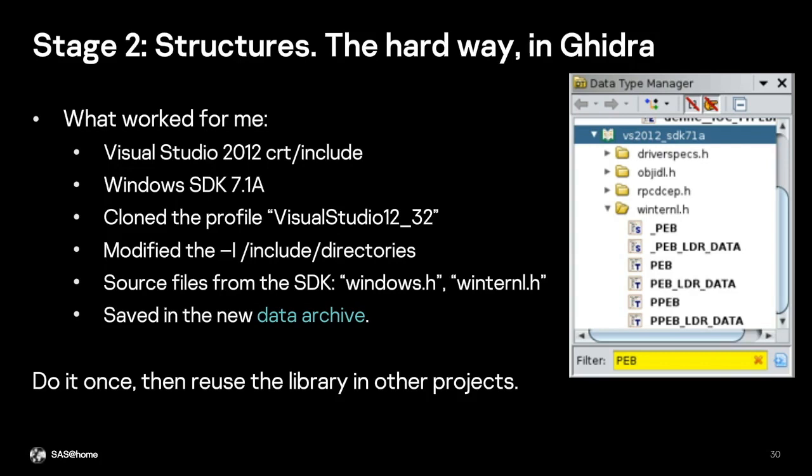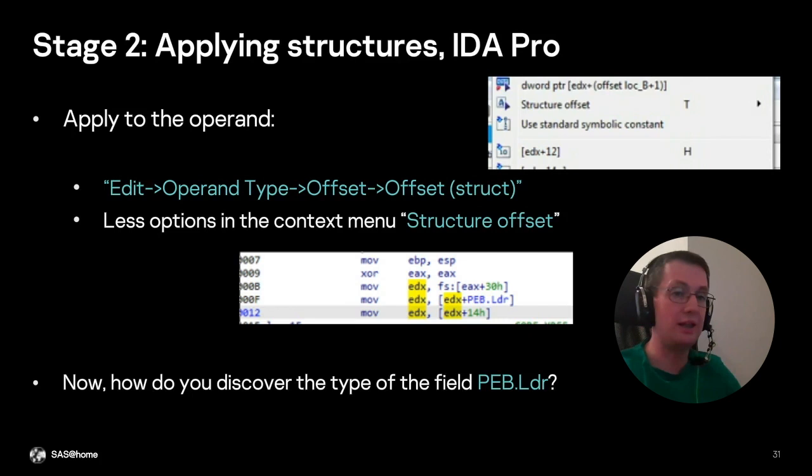Now that we have all this type information, how do we apply it in the listing? In IDA Pro, it's called structure offset. You just point at the operand, click the structure offset command, select the right name of the structure, and you get this nice readable name instead of a number. Okay, we apply it to the first operand. We see there's a next instruction also dereferencing another structure, but we don't know the type yet. So how do we find it out?